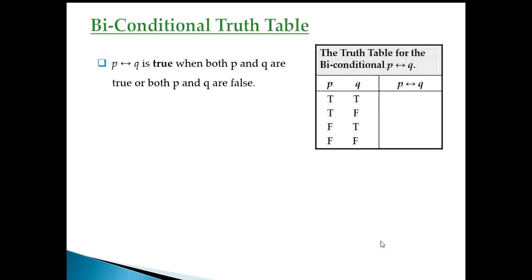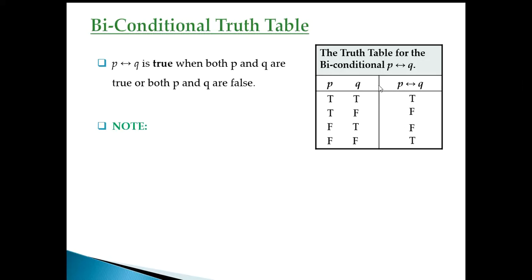So now let's take the truth table of the biconditional statement. We have the two propositions P and Q. In the biconditional, the truth value is true when both P and Q are true or both P and Q are false, otherwise false. So both true, our value is true; both false, then it is true; otherwise, if one is false, this value is false. So this is the truth table of the biconditional statement.